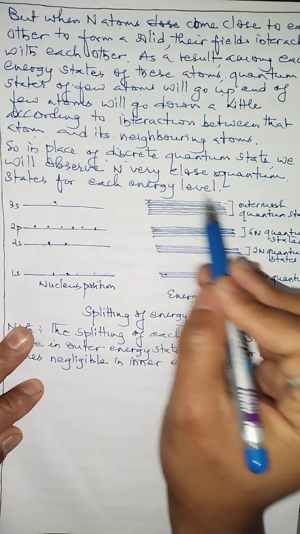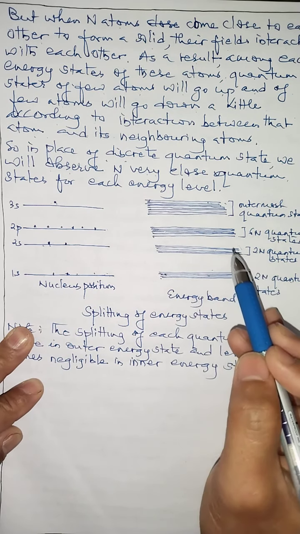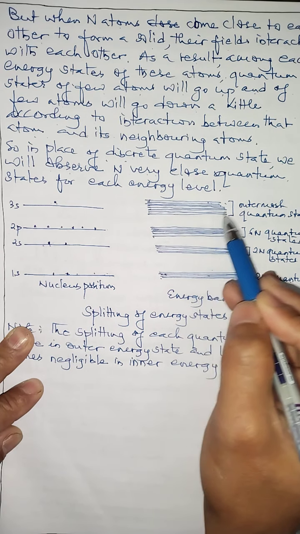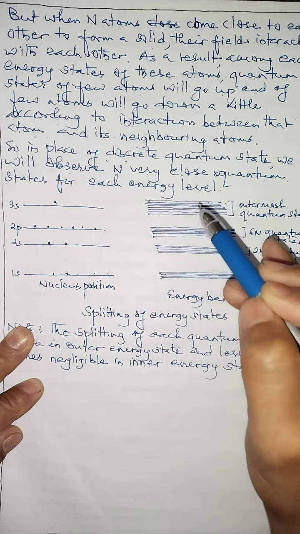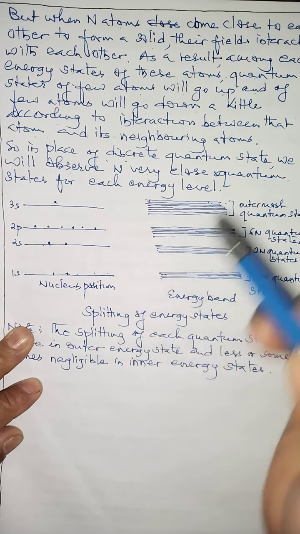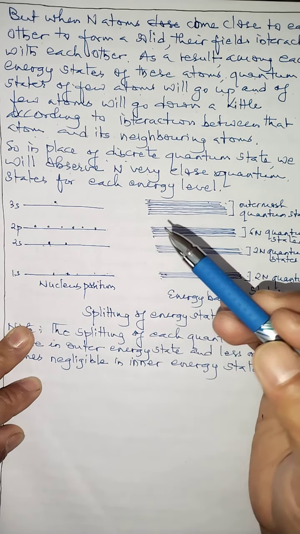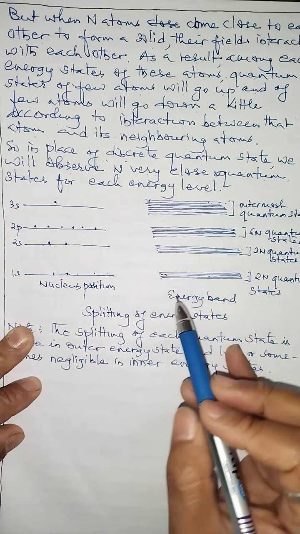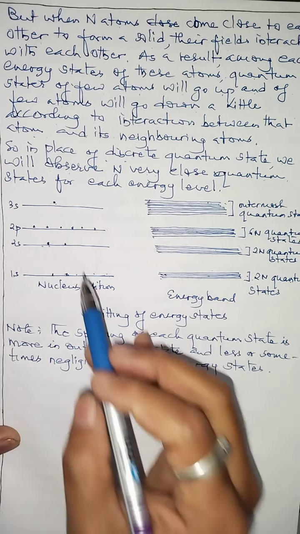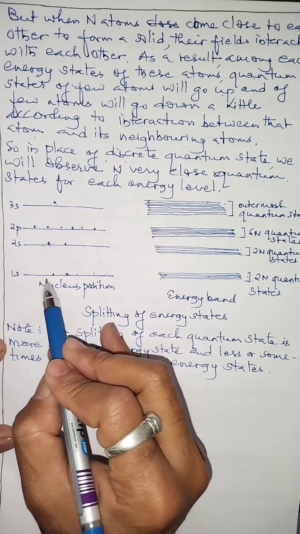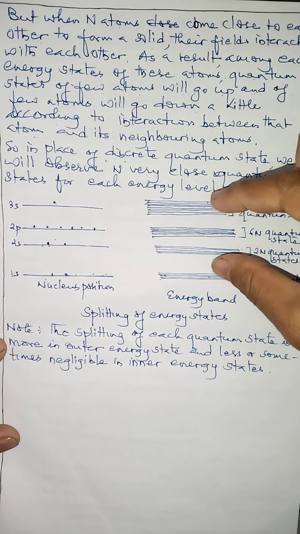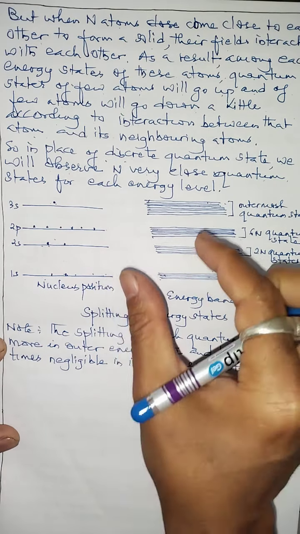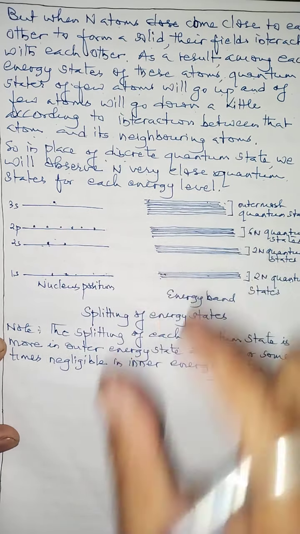So if n atoms combine, this outer orbit has the maximum number of energy bands, or a wider energy band, because of the stronger magnetic or electric field interacting with the neighboring atoms. That's why the splitting of energy states from the isolated atom to the energy band of a sodium solid is given by this diagram.